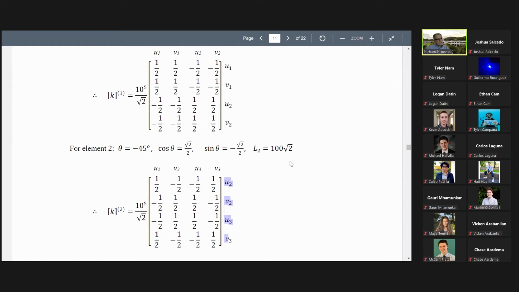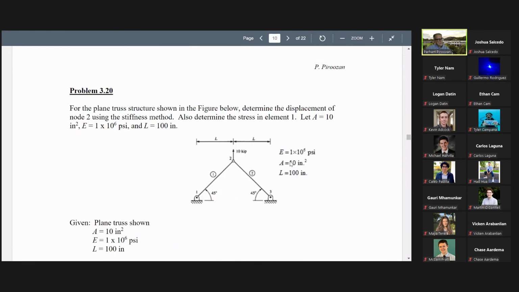How many nodes do we have in this problem? How many nodes? 6 by 6. It should be 6 by 6. Very good. How did you find it? Most likely like this one.